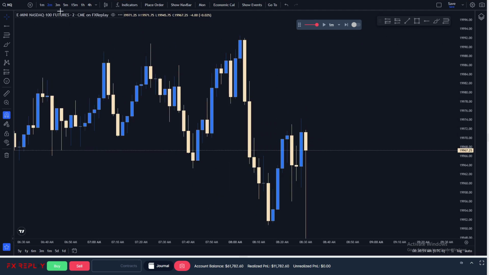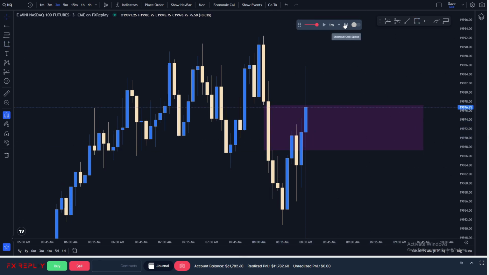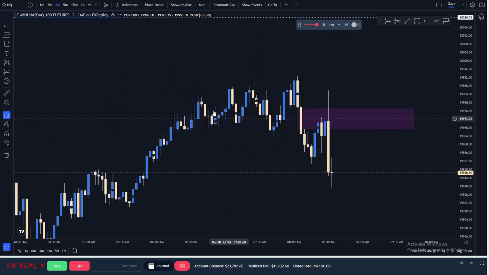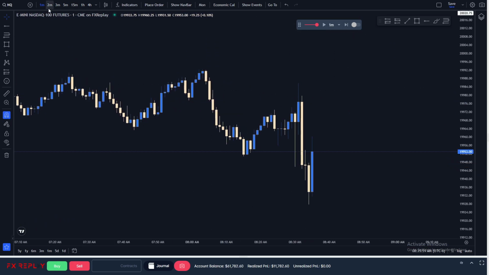We do see some fair value gaps here. Ooh, 3 minute looks pretty obvious, pretty good. So let's see, 1, 2. Okay, well that just market open crazy there. Just delete that. Let's see, 2 minute. We have anything? 3? No. We have a small 1 minute.